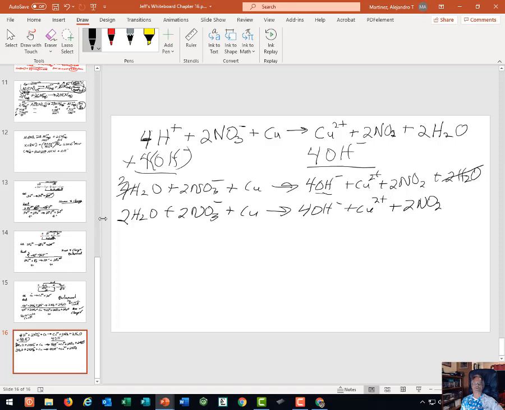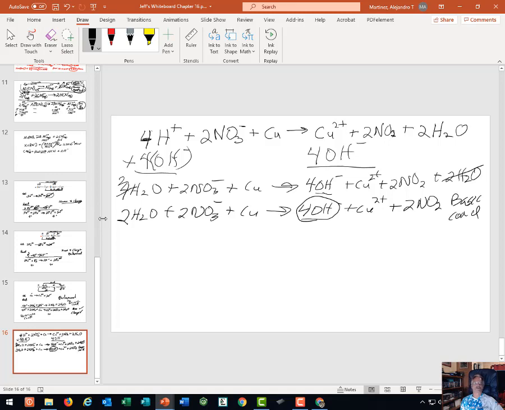So I've got 2 nitrogens, I've got my 2 nitrogens, I've got my 1 copper, my 1 copper. Let's go ahead and balance hydrogen. 2 times 2 is 4. I have 4 times 1, that's 4 hydrogens. I have 2 times 2 oxygens plus 2 times 3, that's 6. 6 plus 2 is 8 oxygens. I have 4 oxygens here. 2 times 2, that's 4 oxygens here. And so my reaction is balanced. And because I have excess hydroxide ion, I am balanced in basic conditions.